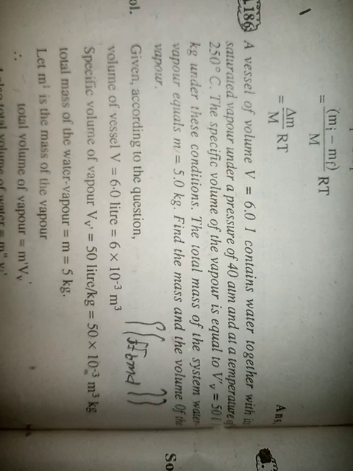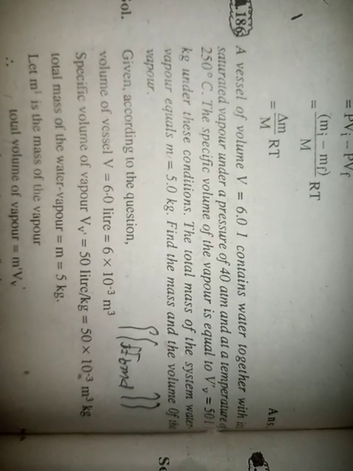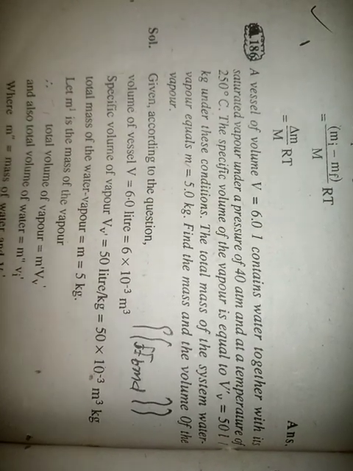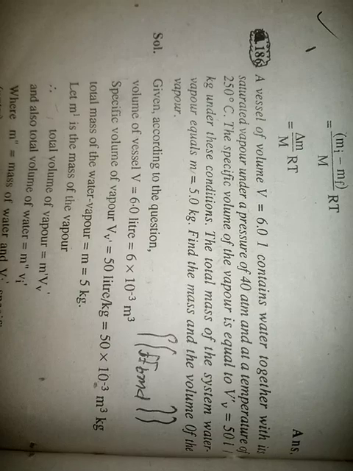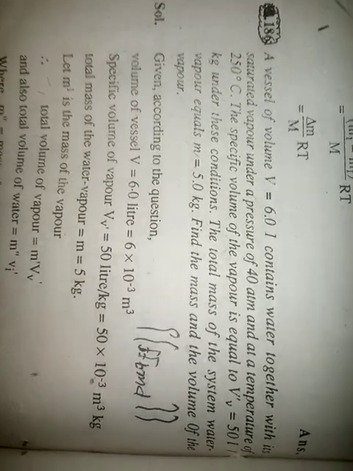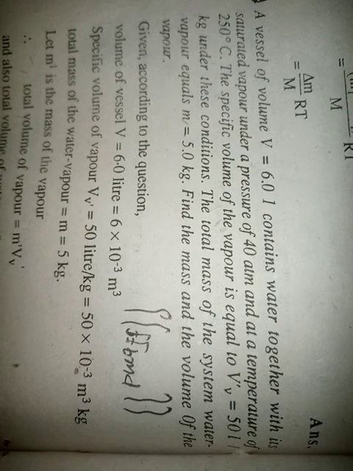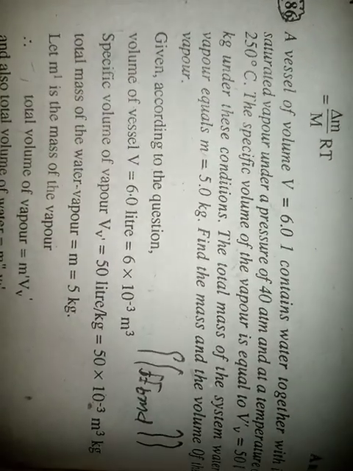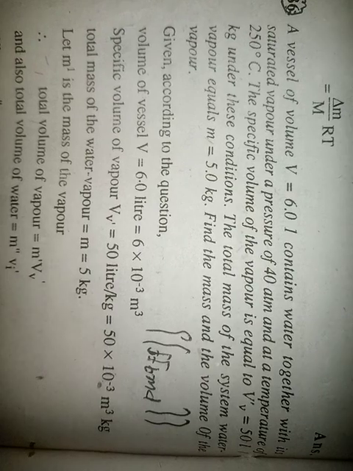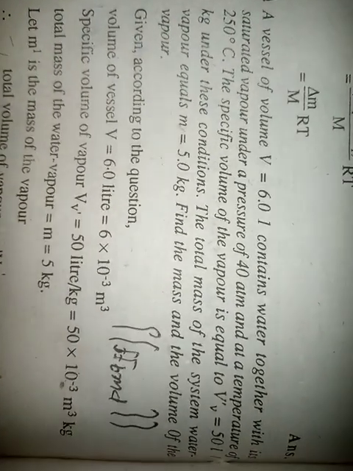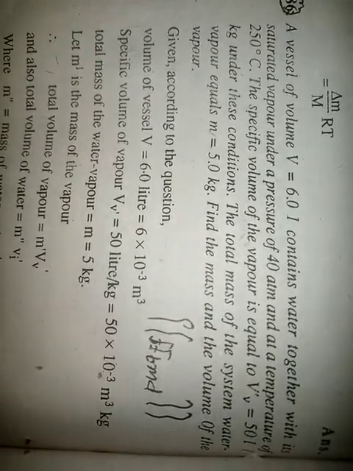A vessel of volume V equals 6.0 liter contains water together with a saturated vapor under a pressure of 14 atmospheric and at a temperature of 50 degrees Celsius. The specific volume of the vapor is equal to Vv' = 50 liter per kg. Under this condition, the total mass of the system, water plus vapor, is m equals 5.0 kg. Find the mass and the volume of the vapor.